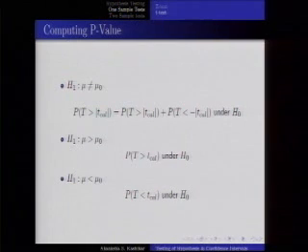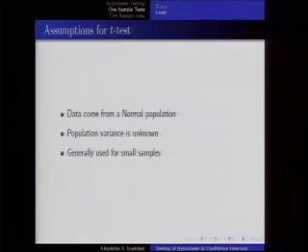And if we want to compute p values, then again it is exactly same. We would compute probability of t greater than mod t cal plus probability of t less than minus mod t cal, and same thing for one-tailed tests.